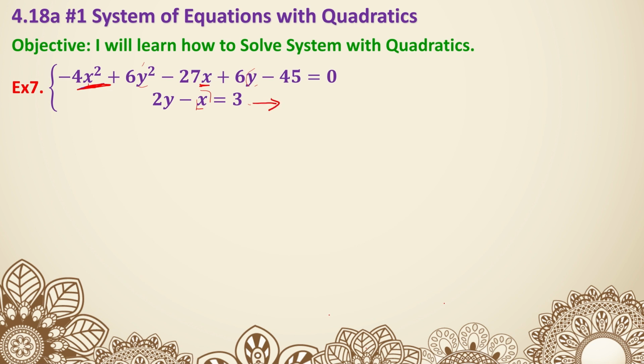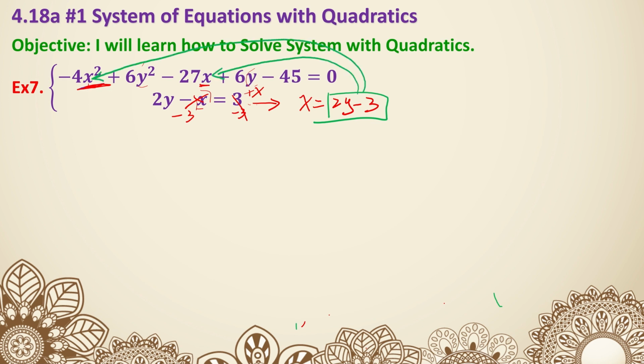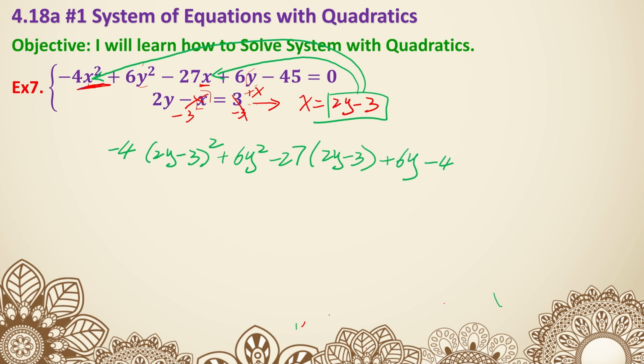We can move the x to the right side and subtract the 3 to the left side. x equals 2y minus 3. Now let's start replacing everything into the first equation. Anywhere you see x, you need to substitute it using 2y minus 3. So we get negative 4 times (2y minus 3) squared, plus 6y² minus 27 times (2y minus 3), plus 6y minus 45, equals 0.